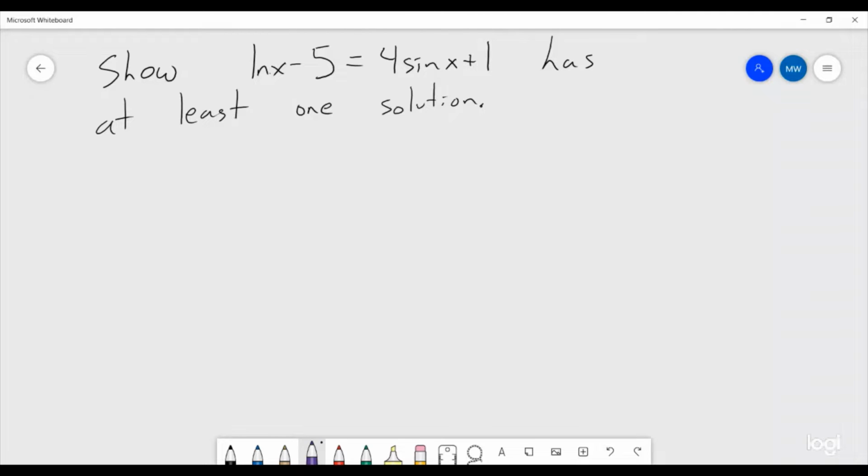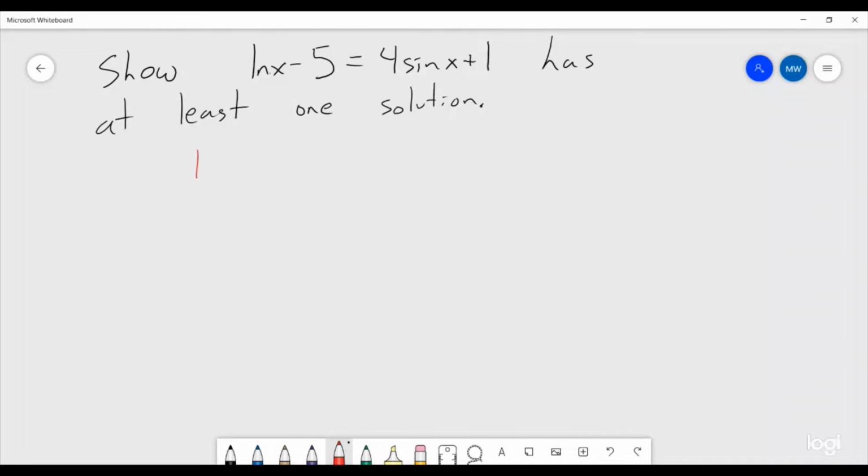Okay, now how would we approach this problem? How could we show that natural log of x minus 5 is equal to 4 times sine of x plus 1 at least somewhere? How can we show that that has at least one solution? Well, the most common way to do this is to rewrite this so that we can use what's called the Intermediate Value Theorem.